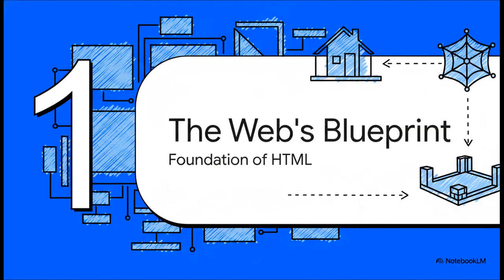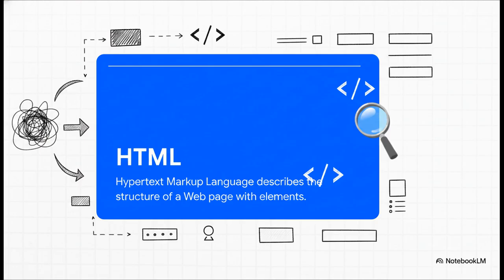Section 1. The web's blueprint. Foundation of HTML. Let's start laying our groundwork and define exactly what it is we're working with. So the absolutely crucial point here is that HTML takes unformatted text and organizes it into a logical structure that a web browser can actually understand.